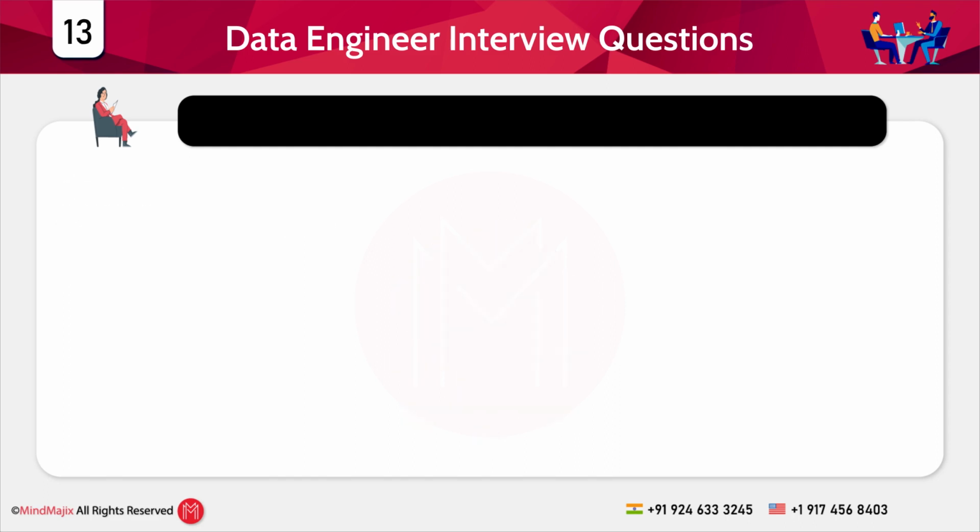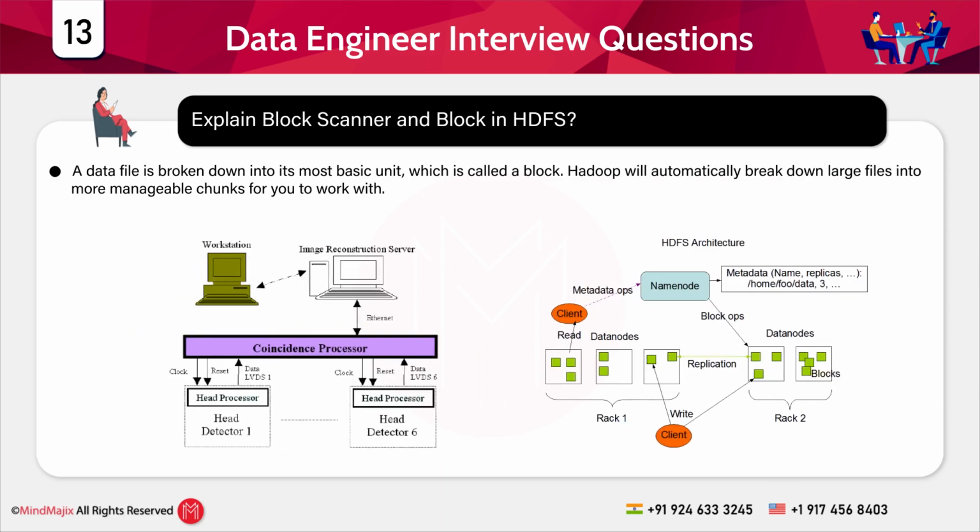The next question is, explain block scanner and block in HDFS. So a data file is broken down into its most basic unit, which is called a block. Hadoop will automatically break down large files into more manageable chunks for you to work with. The block scanner is responsible for ensuring that the list of blocks presented on a data node is accurate.